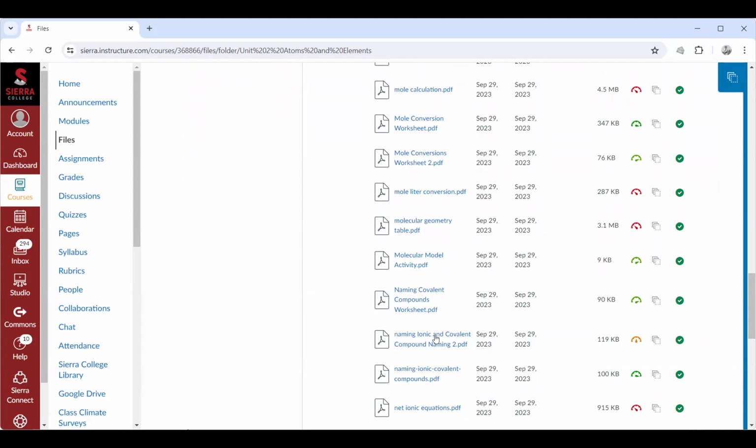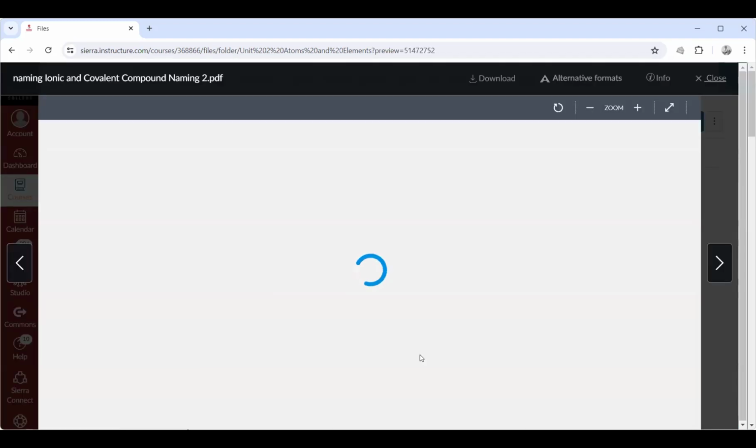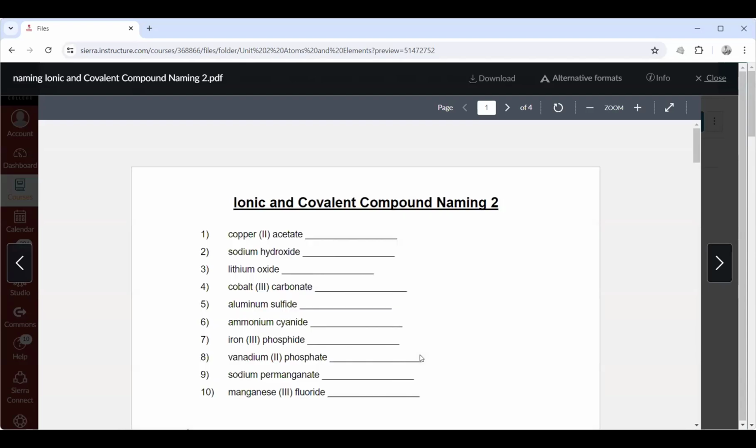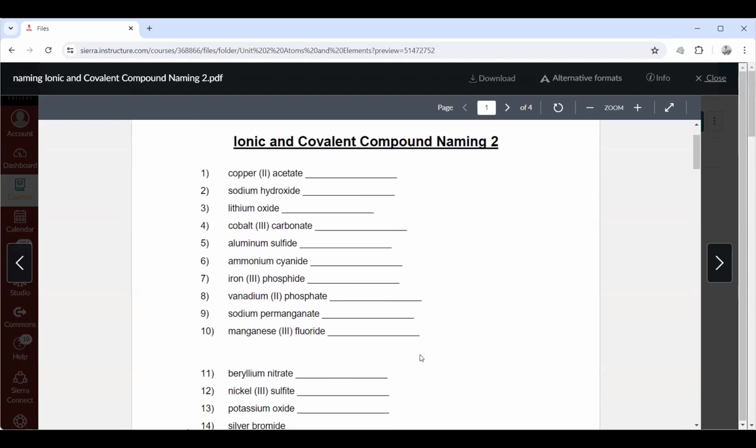Now, naming. Step number 1: is it ionic or covalent or molecular? Step number 2: then you need to go into the different conventions. Remember with covalent and molecular, you have to use the mono-, di-, tri- prefixes. With ionic, you have to balance the charges. Charges need to be net 0.